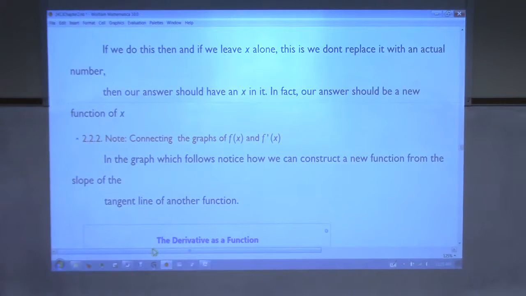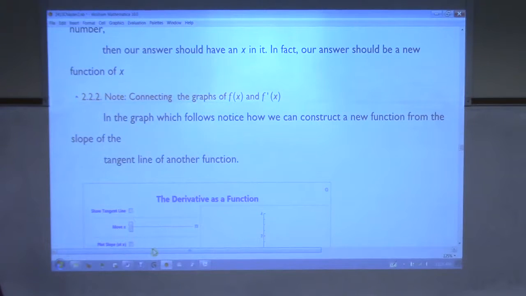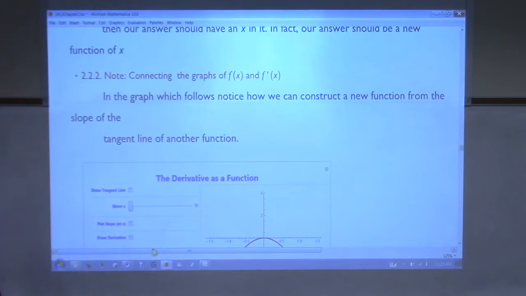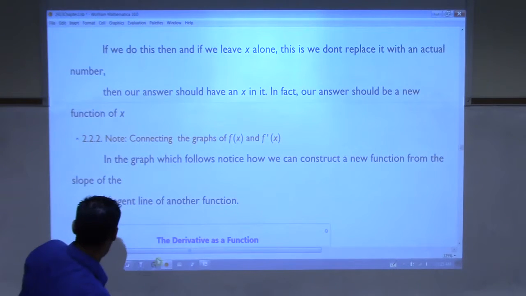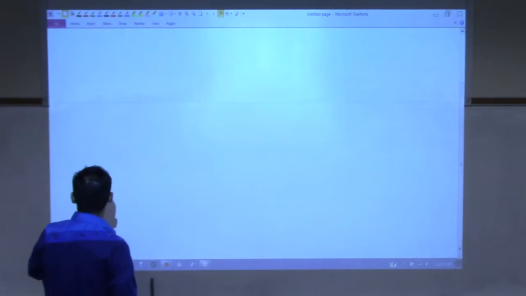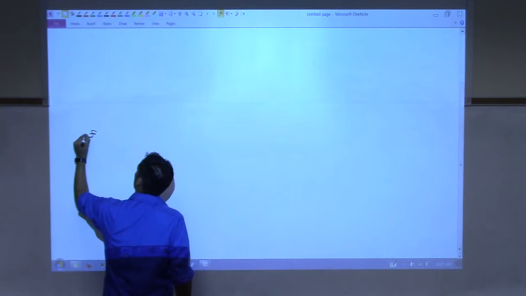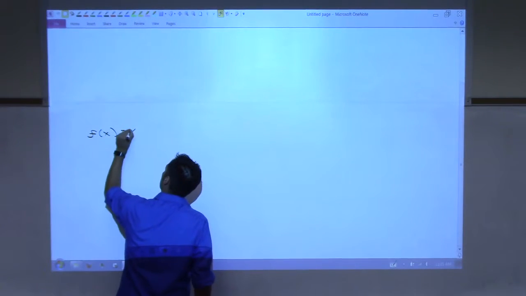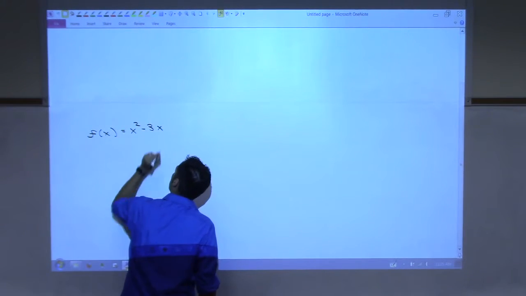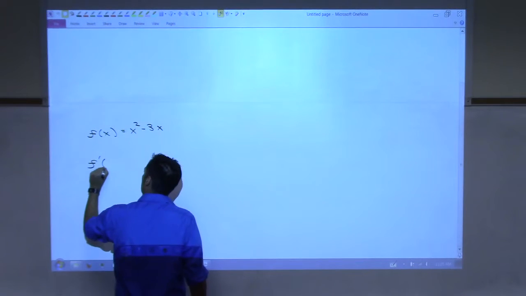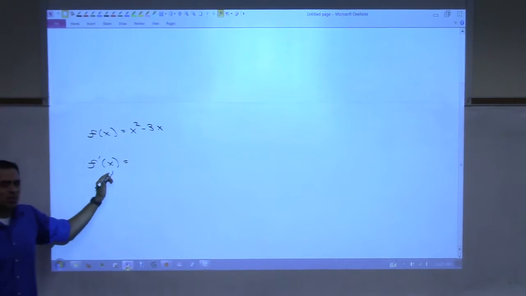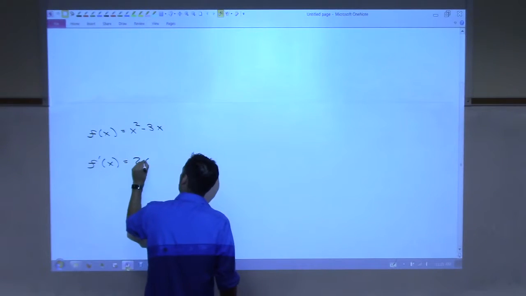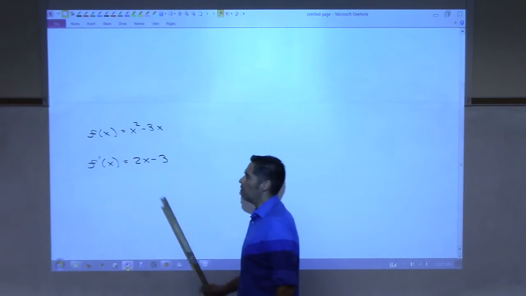Okay. Let me go a little more into this. I think what I want to do is go back to the problem we just did. We just had a function f of x, x squared minus 3x, right? We just determined that the derivative, f prime of x, was 2x minus 3. We did some work and we've got that.